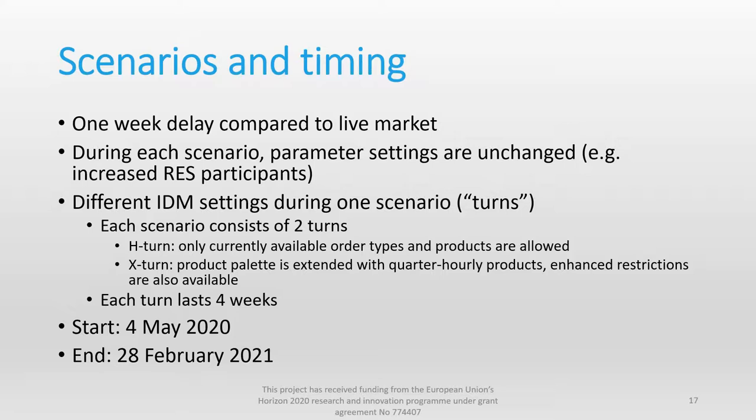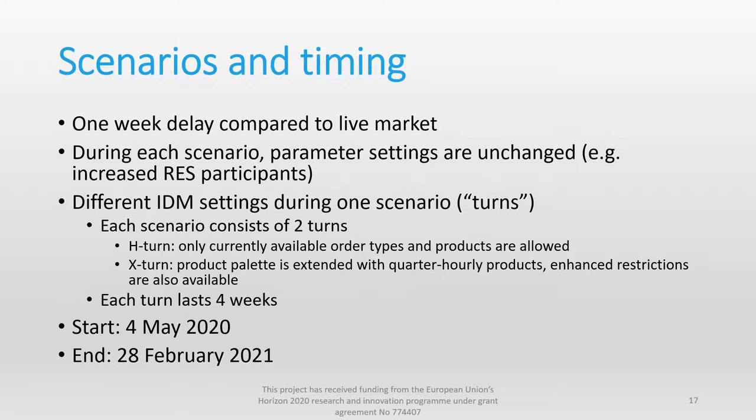All of those scenarios are going to be breaking down to what we call a turn, or actually two turns. The first turn of each scenario is going to be the age turn or hourly turn, and we will keep the actual market settings, so only the currently available order types and products are going to be allowed for testing.